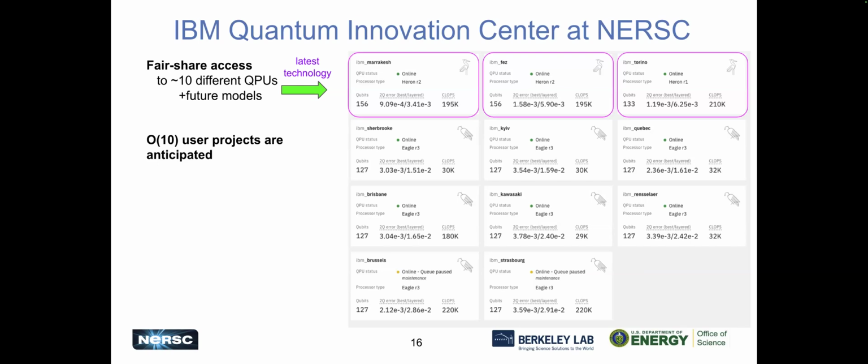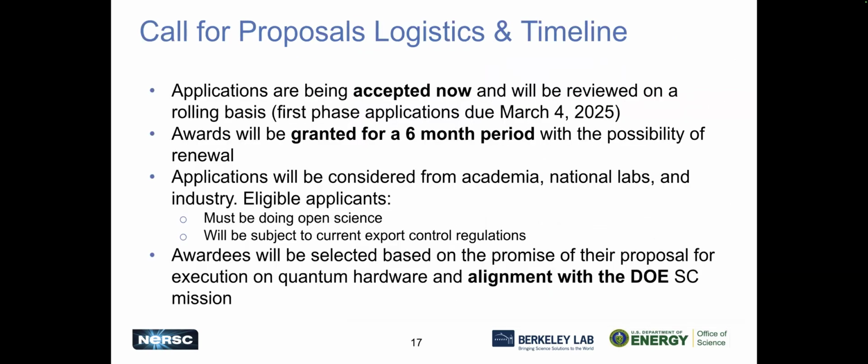If we can go to the next slide, this gives a bit more information about how we're organizing the call for proposals and what the timeline is. We're currently accepting proposals. They will be reviewed on a rolling basis with a soft deadline on March 4th, in roughly 2 weeks from now. Awards will be made for a 6-month performance period with the possibility of extension. And applicants can come from universities, national labs, and industry.